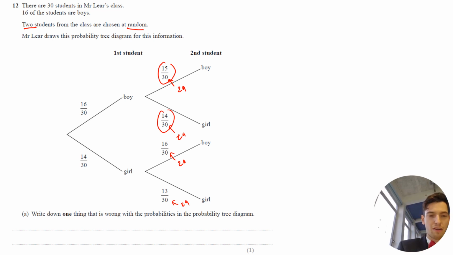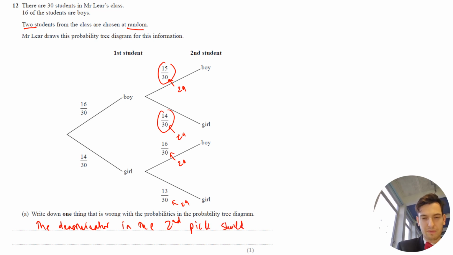So I'm going to write down the denominator in the second pick should be 29.